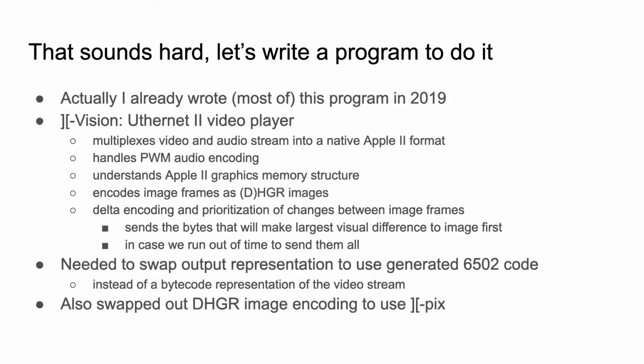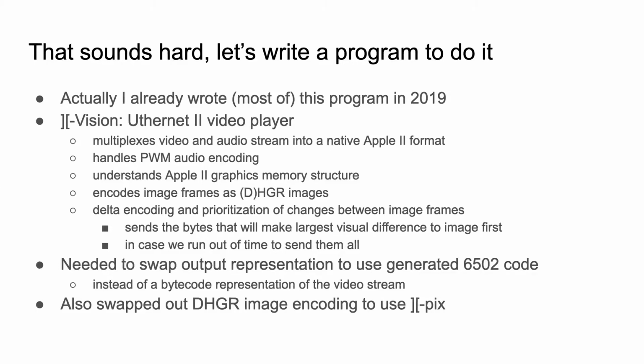Of course we wouldn't do this by hand. We would want to generate this code. And it turns out I already wrote most of this program back in 2019. My Uthernet II video player knows how to do things like multiplexing a video and an audio stream into a native Apple II format. It knows how to encode pulse width modulated audio, and understands the memory structure of Apple II graphics and how to encode image frames from the video into double high res. And it knows how to look at the deltas between video frames and then prioritize sending the bytes that will make the largest visual difference to the image in case we don't have enough time to completely send every single change.